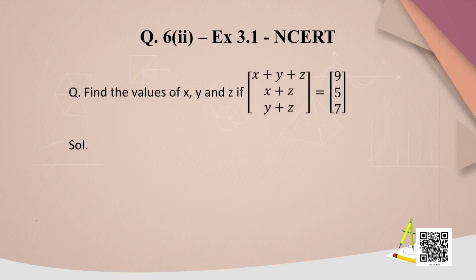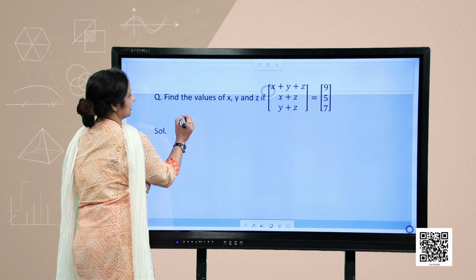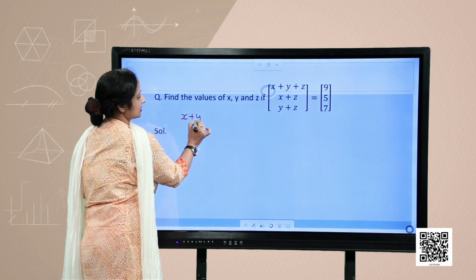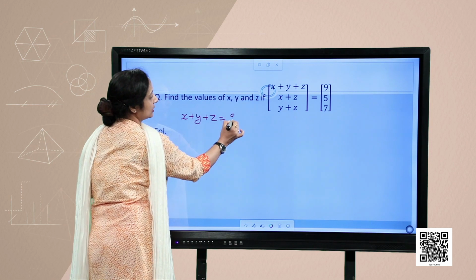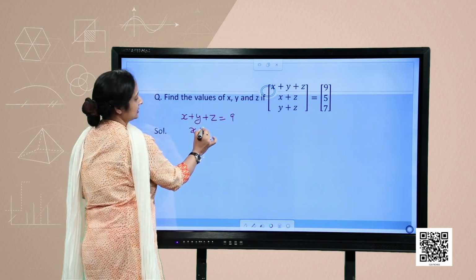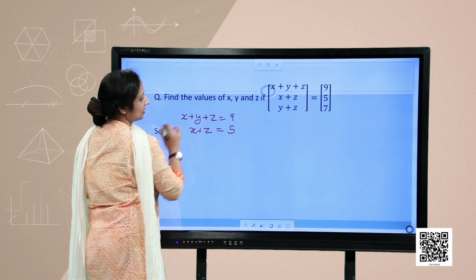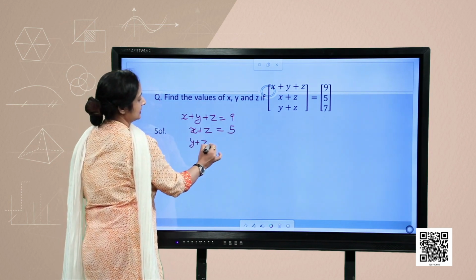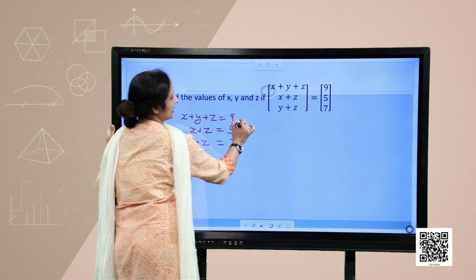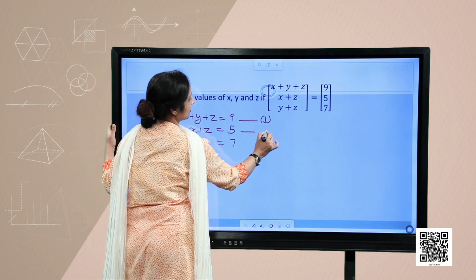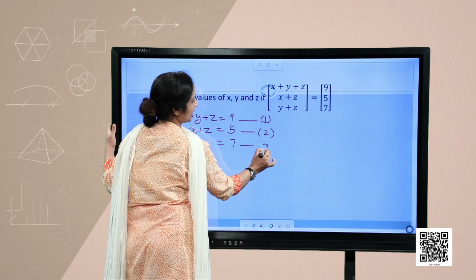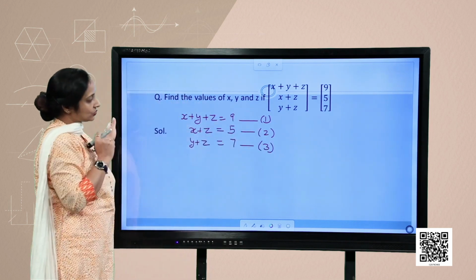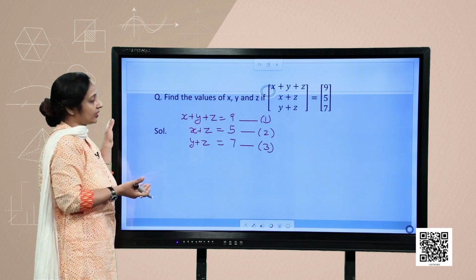So let us solve this question based on equality of matrices. We are given that these two matrices are equal. You are supposed to find the values of x, y and z. If matrices are equal, that means their elements are also going to be equal. So we can have these equations in 3 variables x, y and z. Let's name them 1, 2 and 3. Can you solve all three equations to get the values of x, y, z?